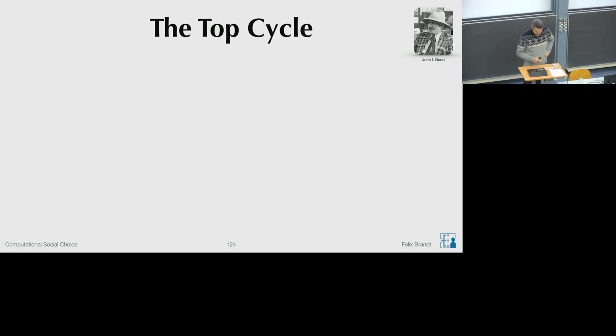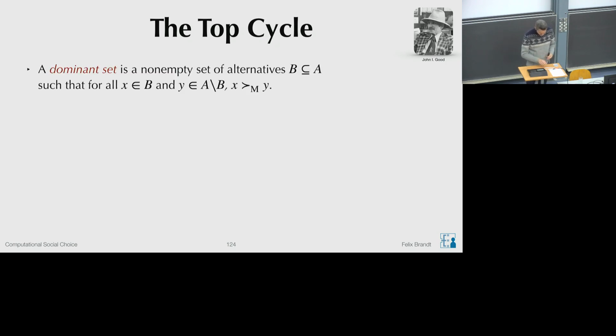Anyway, this person and many others proposed this notion of a top cycle. In order to define the top cycle, we need an auxiliary notion, and that is the notion of a dominant set. A dominant set is just a non-empty set of alternatives such that for every alternative X in the set and every alternative Y outside of the set, X strictly majority dominates Y. Everything in the set strictly dominates everything outside of the set.